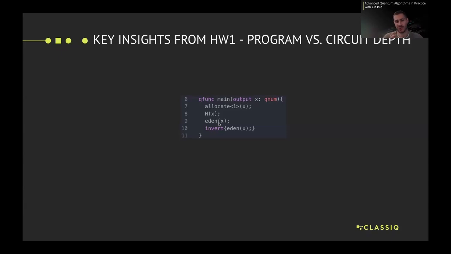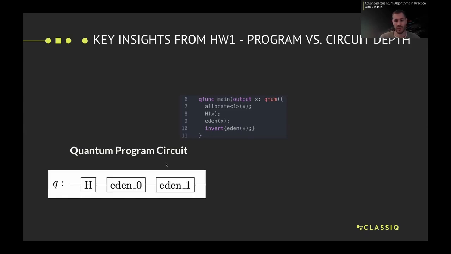I don't tell you what this function is doing, but this is a quantum function that I apply on the quantum variable x, and then I do the inverse of x, okay? So the quantum program circuit that I will receive will be like this. So I have a Hadamard, and then I apply the Eden. So this is the function Eden. I called it Eden, and then I apply the inverse of the function.